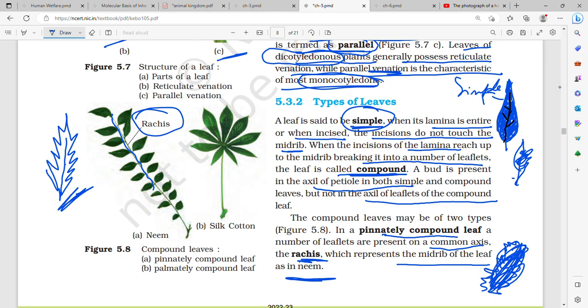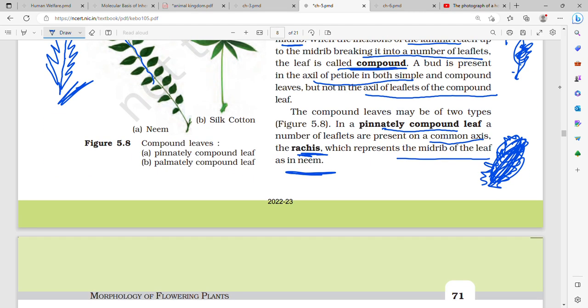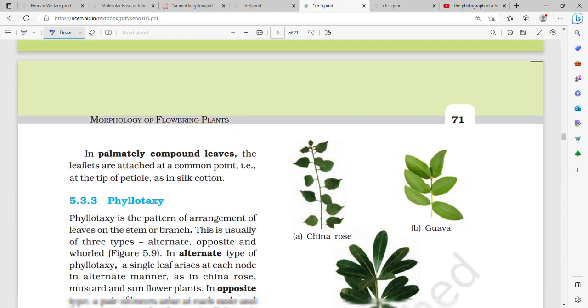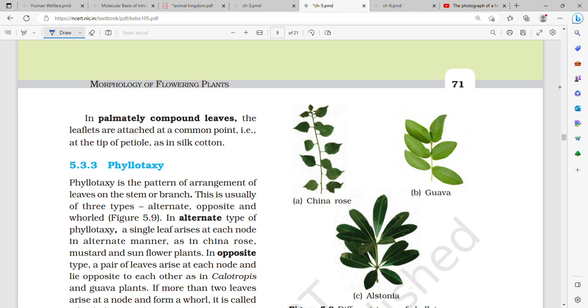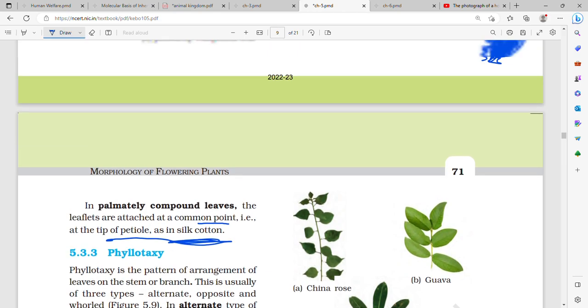In neem, example is neem for pinnately compound leaf. Then secondly, palmately compound leaf. Palmately compound leaf in which the leaflets are attached to a common point, that is the tip of the petiole, as in silk cotton.